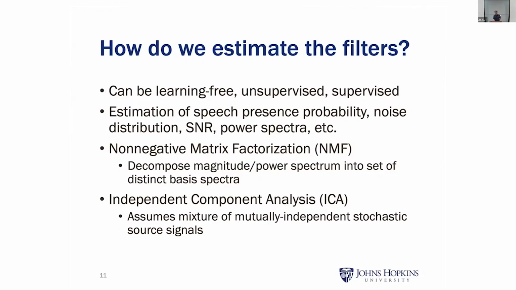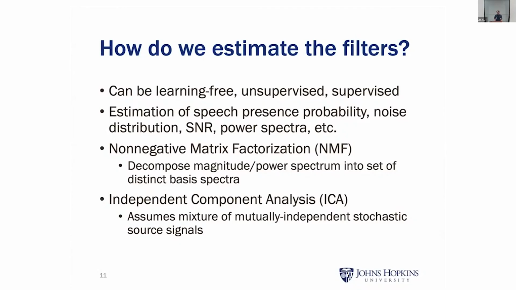One thing is they can be learning-free, so there are no parameters in your approach at all. Another approach is unsupervised, where maybe you've designed some algorithm that has parameters describing the underlying signals, but you're not training it on any data. It just learns from the data that it's running on. And finally, supervised is the neural network case, where we have a bunch of parameters and we're trying to estimate them from some training data and hope that it transfers to the test time data.